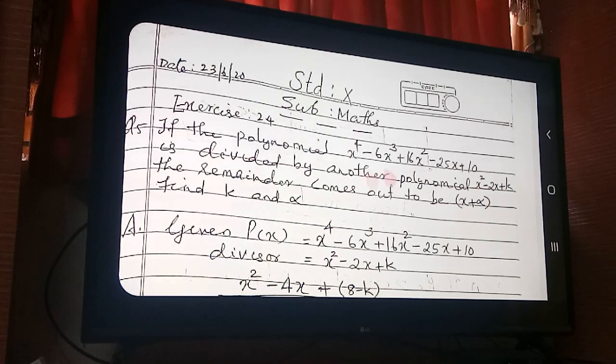And here a remainder is given. The remainder which we are going to get and the remainder which is given, both are the same. One polynomial we are dividing by another polynomial, so the remainder will be the same. From that only we are going to find out the value of k and alpha.